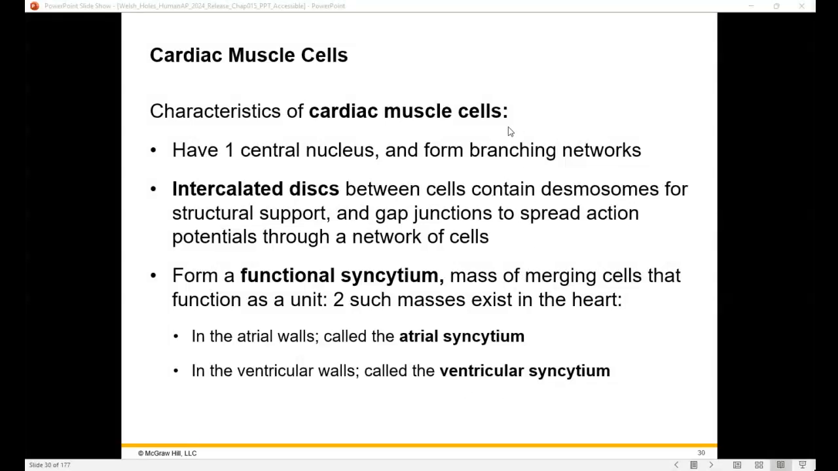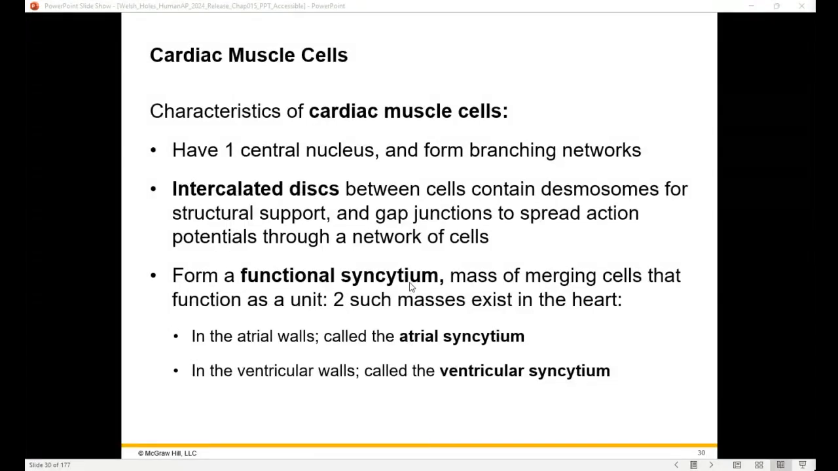Characteristics of the cardiac muscle cells. And we've talked a little bit about the different tissues of muscle. The cardiac muscle cells have one central nucleus and they form a branching network. They also have intercalated discs that you don't see in other muscle cells. This is between the cells containing desmosomes for structural support and a gap junction that helps spread the action potentials through a network of cells that help the heart contract in a very systematic way.